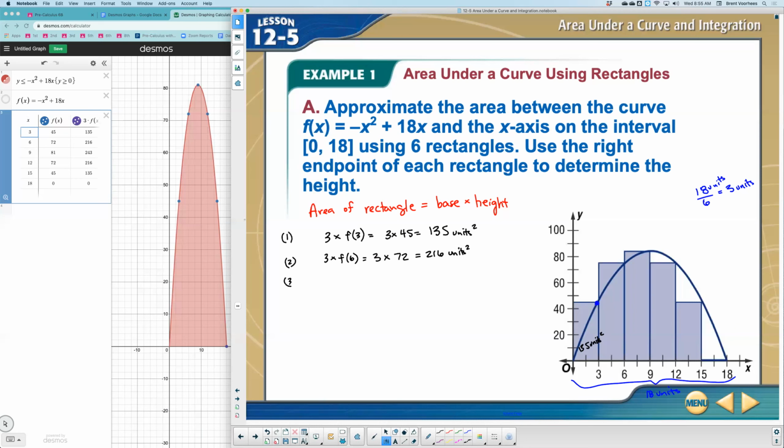And so we'll go on all the way down. Now I'm going to start kind of speeding this up a little bit. 3 times f of 9, which is going to be 3 times 81, or 243. Okay, and we'll continue on here.